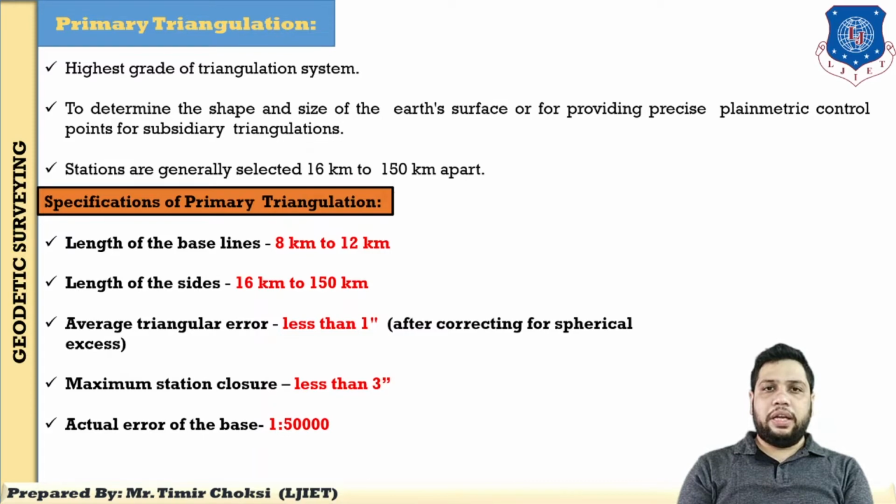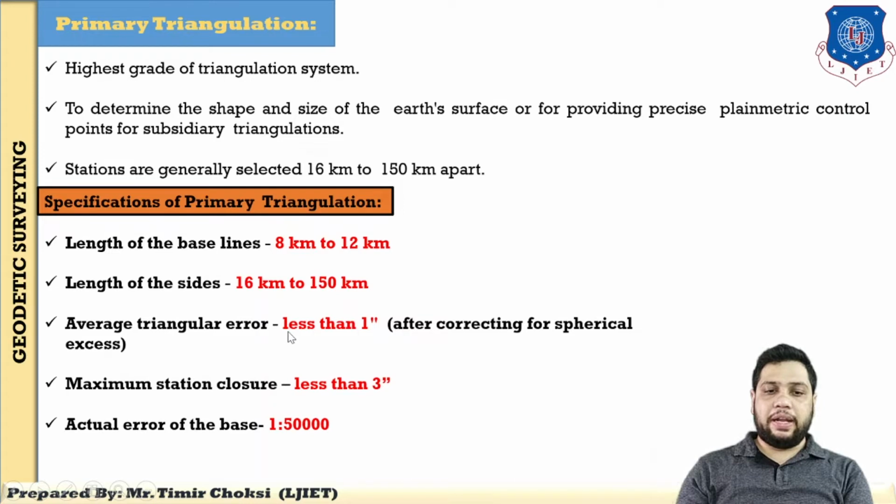Now in a primary triangulation, the stations are generally selected 16 km to 150 km apart. So the distance between two stations is approximately 16 km to 150 km. Now some specifications of primary triangulation. First, the length of the baseline is 8 km to 12 km. Length of the side is 16 km to 150 km.